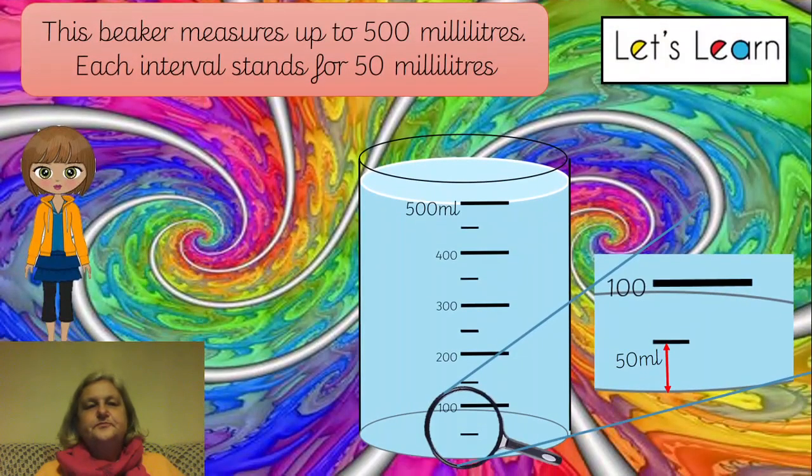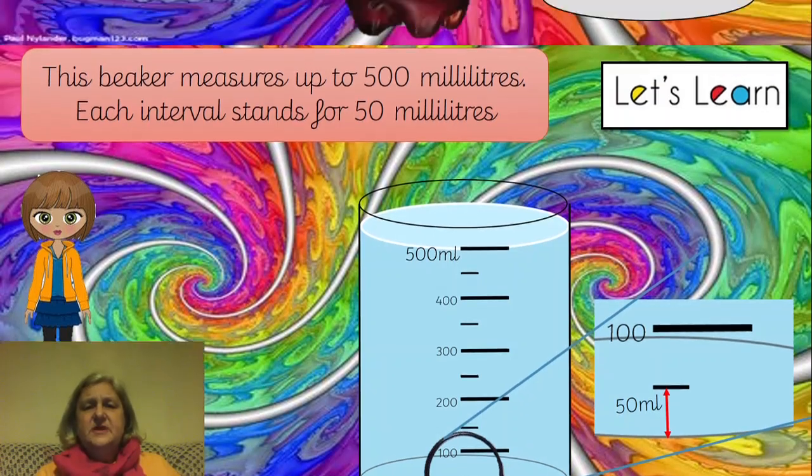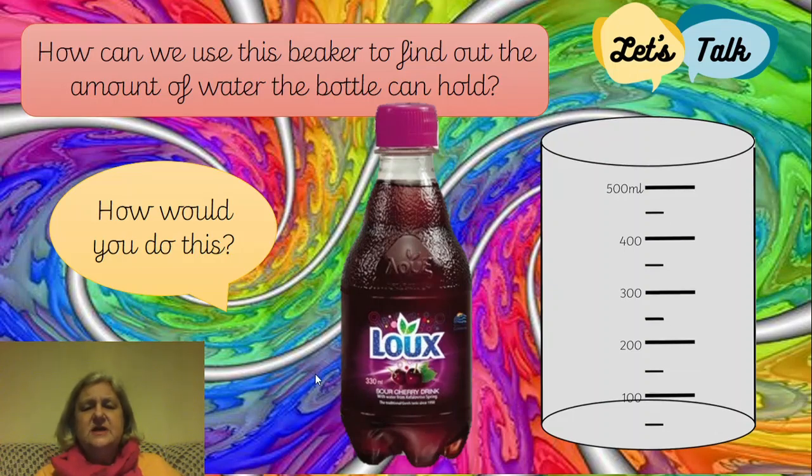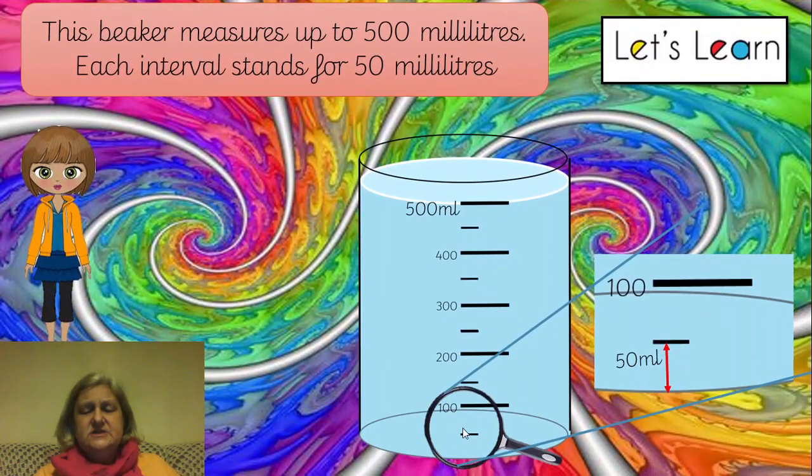So the beaker, that particular beaker, measures up to 500 millilitres. Okay, so we're going to have a look at how to do this. Again, in our mind, we're actually looking at the amount of liquid that's in here. So we're going to use the measuring beaker to measure how much is in there.